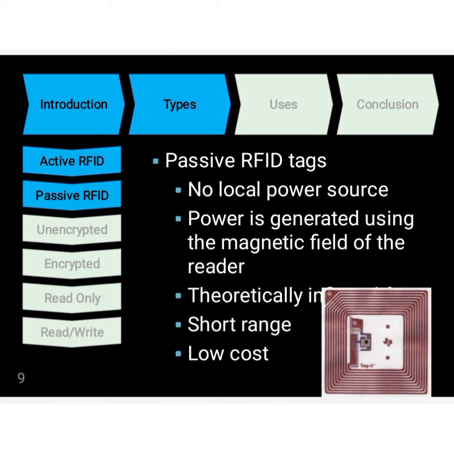In today's technology, mostly passive is used. So let's move on to the passive one. No local power source means it doesn't require any cell or any type of charger. It just takes the electromagnetic field of the reader, and through that power it can communicate. Power is generated using the magnetic field of the reader. Theoretically infinite life, since it doesn't require any power source. Short range, and of course a lower cost.